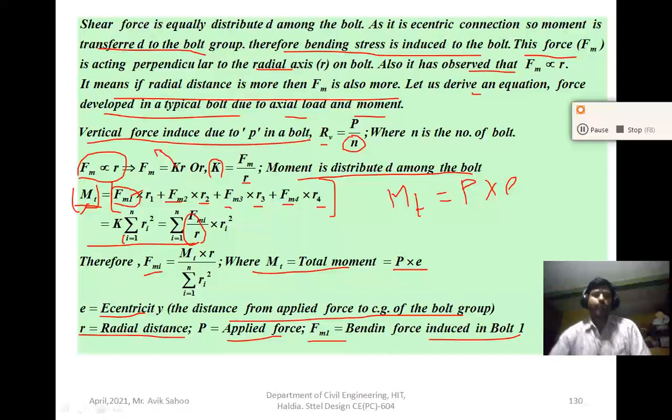So we have seen that we compute the bending force induced in a particular bolt. Using that expression we can get the bending force induced in any bolt.